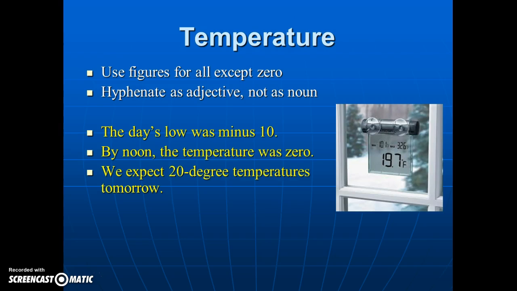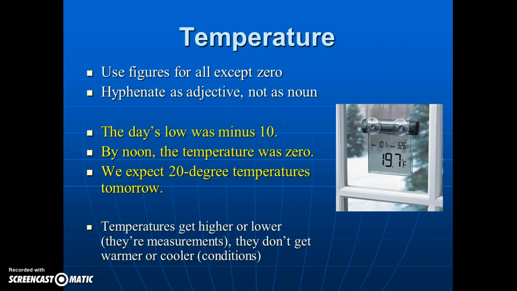By noon the temperature was 0, but when it's an adjective, 20-degree temperatures, they're modifying temperatures, then we hyphenate it. So pay particular attention to that on the quiz. You're going to see different versions of that. You should get it right if you follow what's here in the lecture and the PowerPoint. The temperatures, one last note on this, get higher or lower because they are measurements of degrees. They don't get cooler or warmer. Conditions get cooler or warmer. So you always want to be really precise with the kind of words you select.